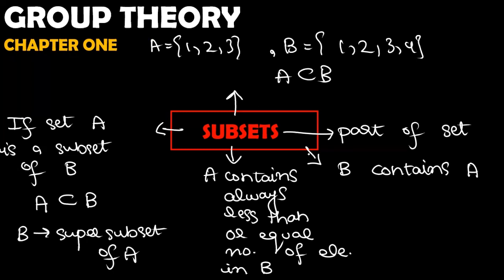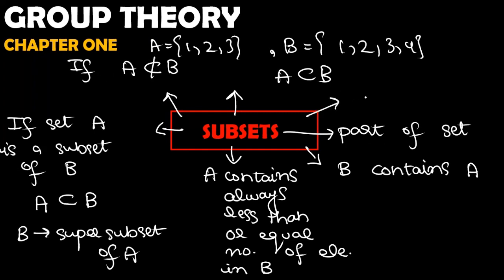If this is written, then it means that A is not a subset of B. It means B does not contain A, right? Exactly. So we have two subsets.